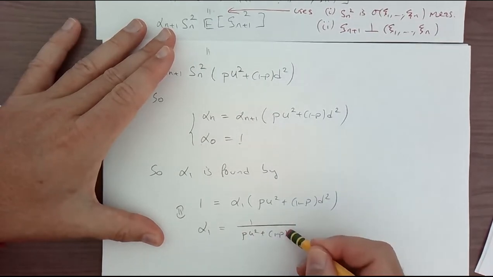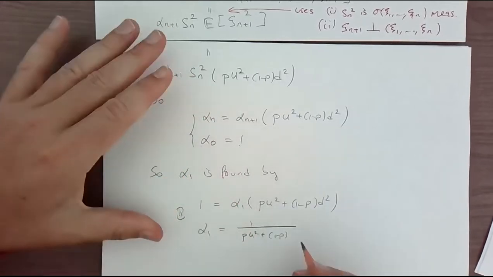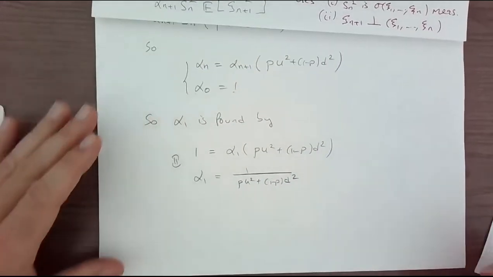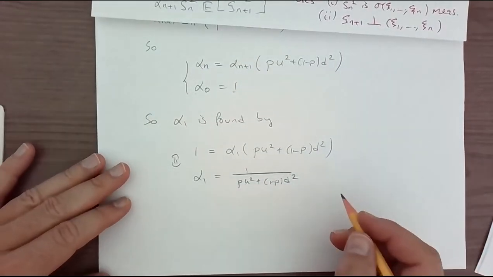Yeah, put the square in the wrong place. Not good. Should go on the d. And so on.